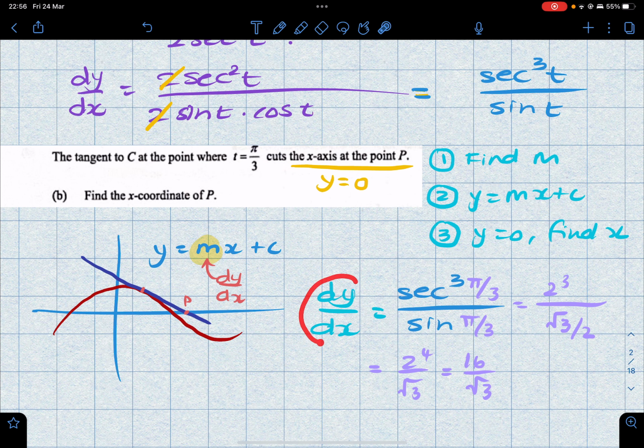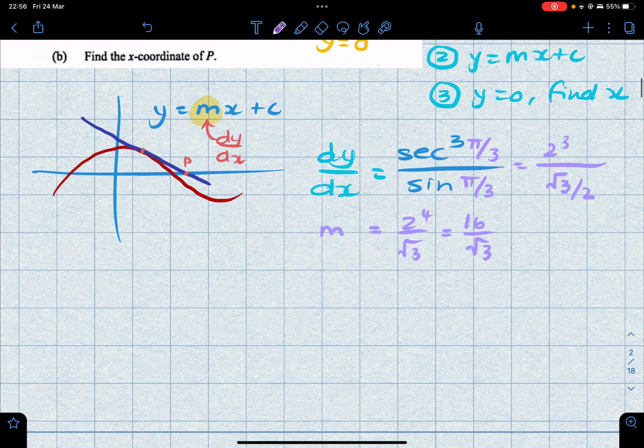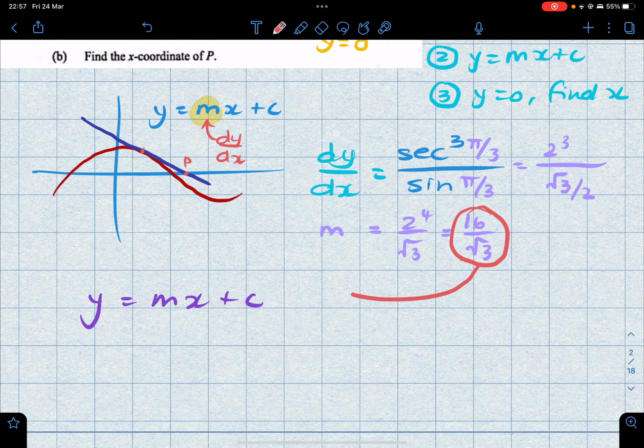So if that's dy by dx, that's also going to be m, because we said m is equal to dy by dx. So that's m. So that's step 1 finished. Step 2, we need to write the equation of a straight line, and we need to find c. So you can do that by saying y equals mx plus c. We substitute this value in there, and we need to find x, and we need to find y.